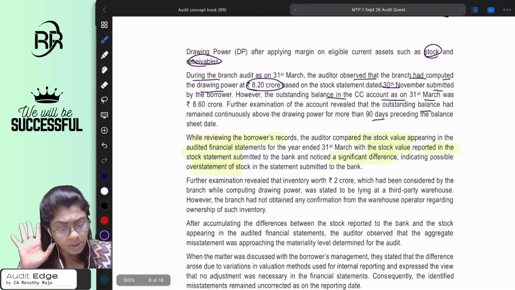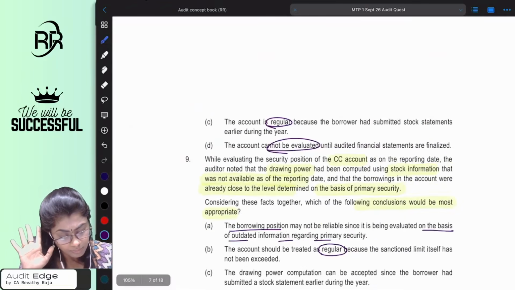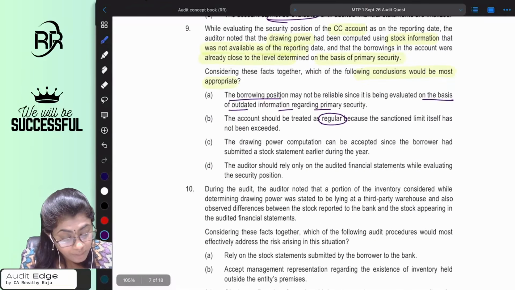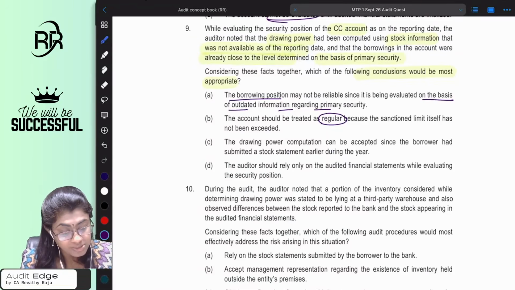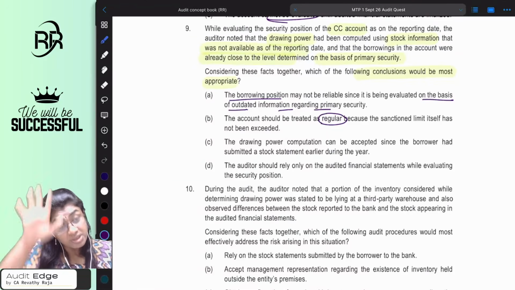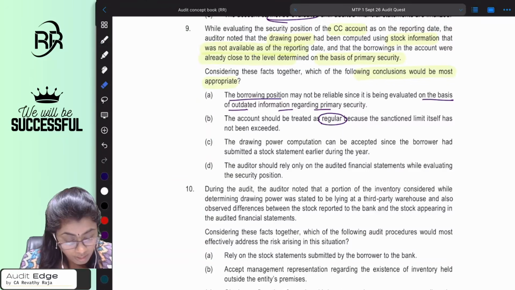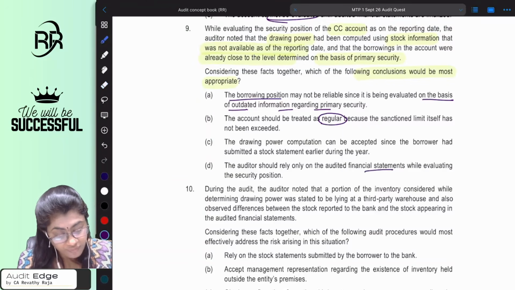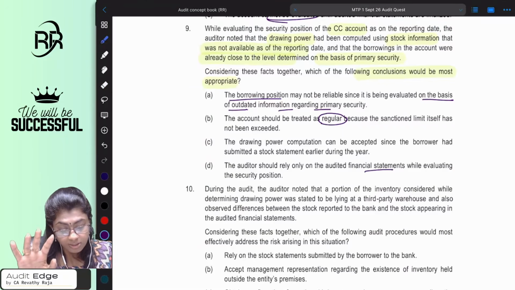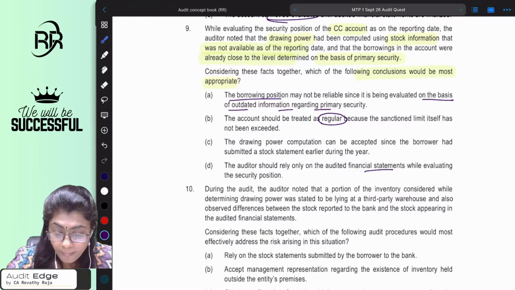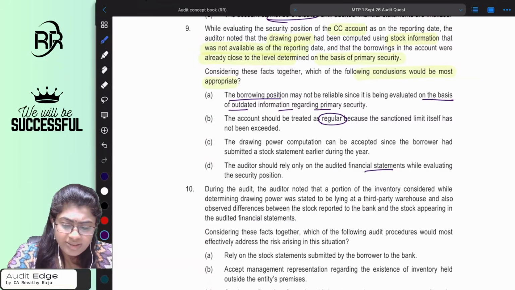Sanction is 10 crore, na? Drawing power computation can be accepted since the borrower had submitted a stock statement earlier. Auditor should rely only on the audited FS while calculating the security position. So it's a very general question. Can you say which is the most appropriate answer?